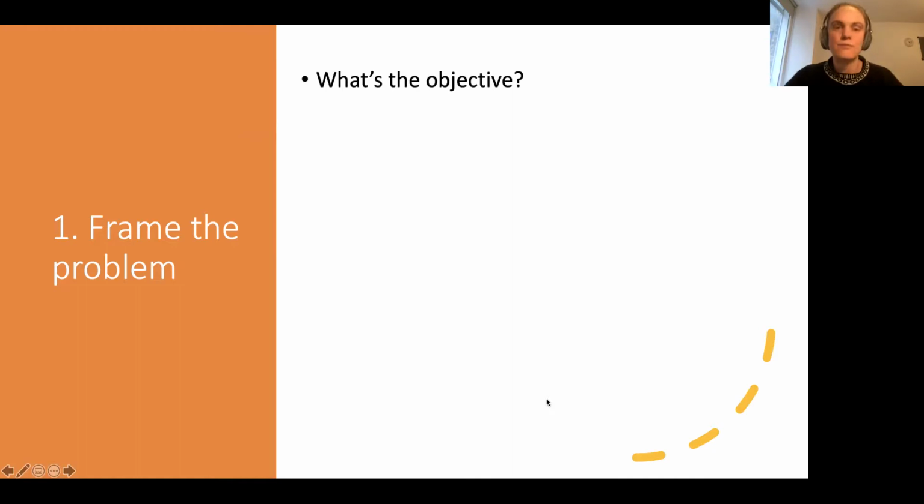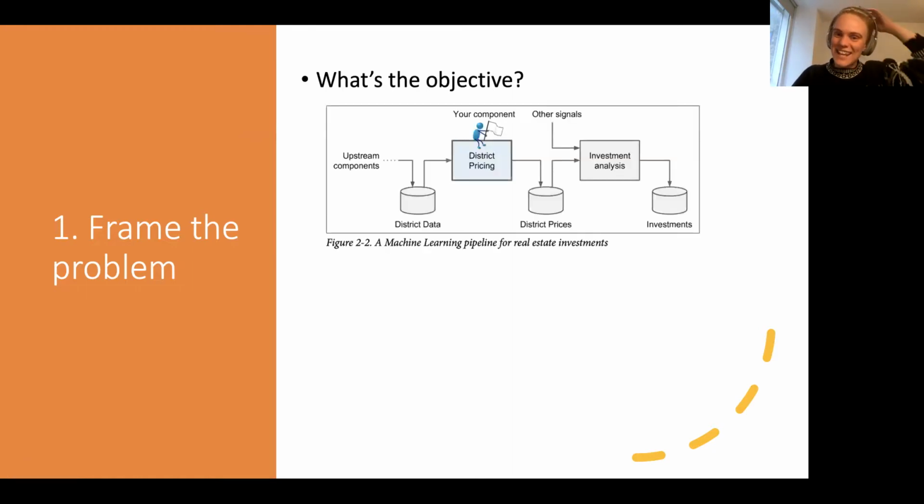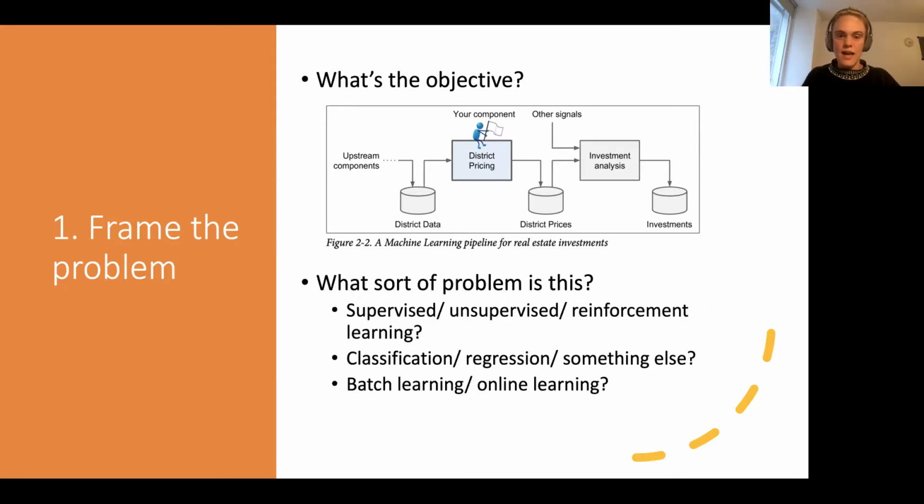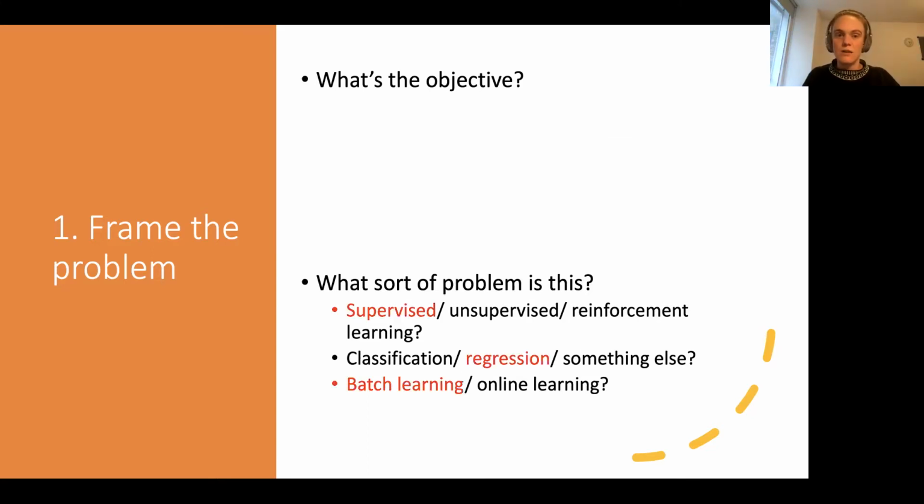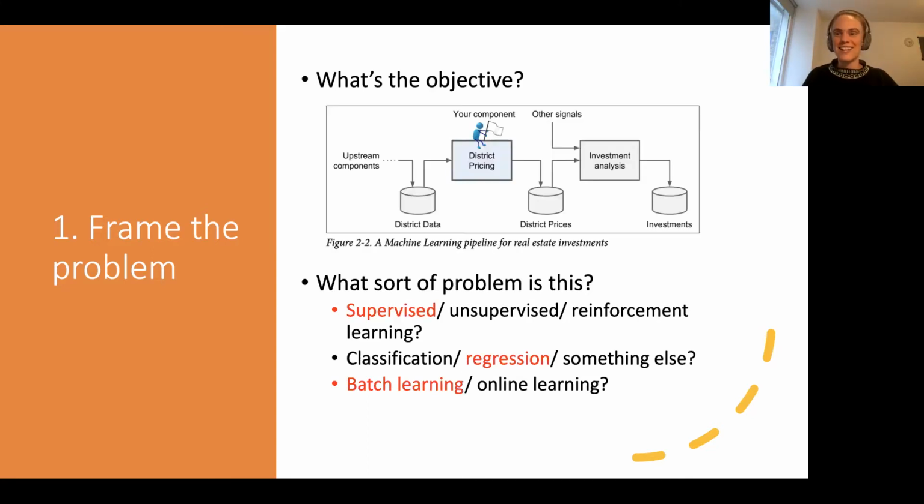As I'm sure you're all aware, the objective in this case was to create a district pricing model, which takes in some input data about the district and predicts the median housing price for that district as accurately as we can. That's fed into another downstream model, which does some investment analysis. And we were asked to look at what sort of problem it is.